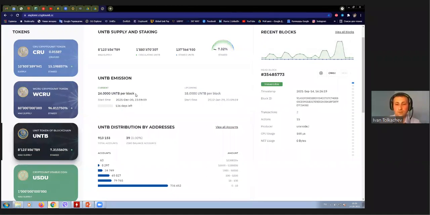Moreover, first, the allocation system was as follows. The tokens are produced as a result of mining using the nodes. And 5% of what was mined went as payment to the node holders, and 95% was allocated across UNTB holders, or better, CRU and WCRU holders who staked their tokens to receive UNTBs.